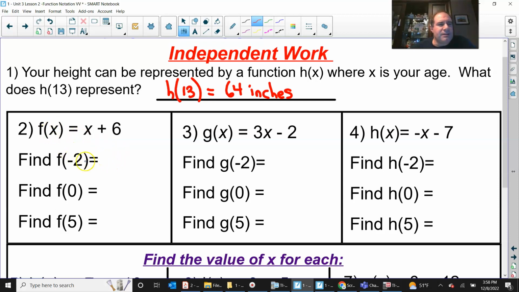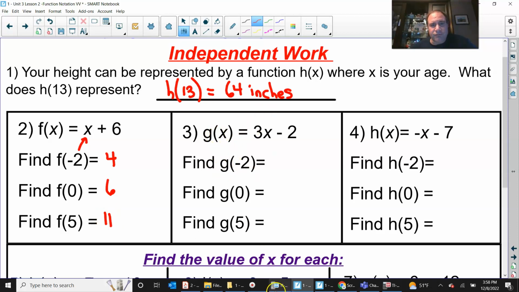We're going to substitute this -2 in for the x. So -2 plus 6 is 4. 0 plus 6 is 6. 5 plus 6 is 11.